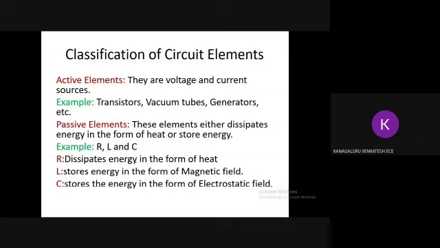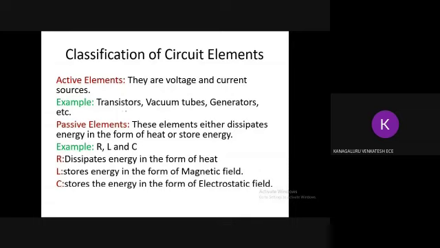Now, when we talk about circuit theory, what are all the components involved? As I said earlier, classification of circuit elements. We are going to see what all the different components involved are. Now, we'll see the classifications one by one. First classification: active elements and passive elements. We can classify the elements into two different categories, active elements and passive elements.